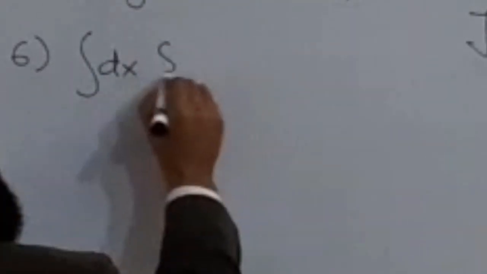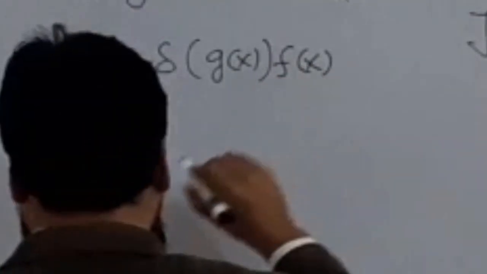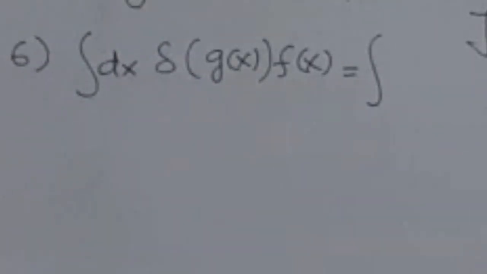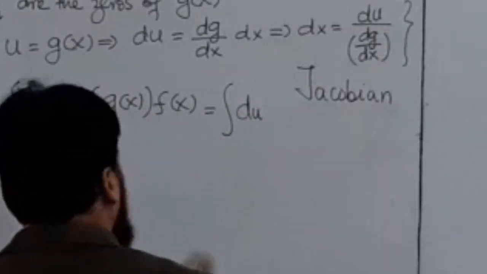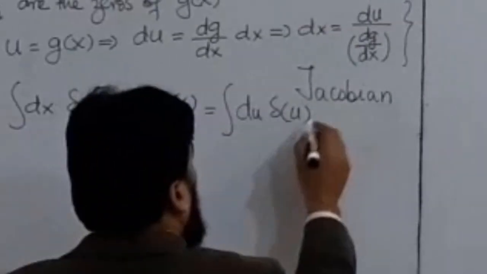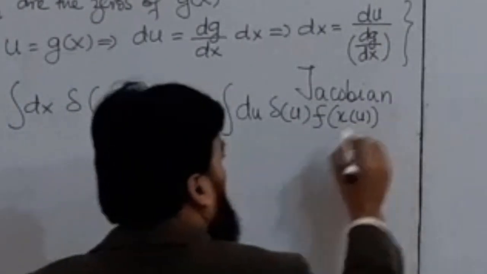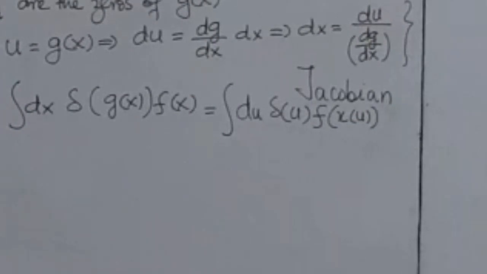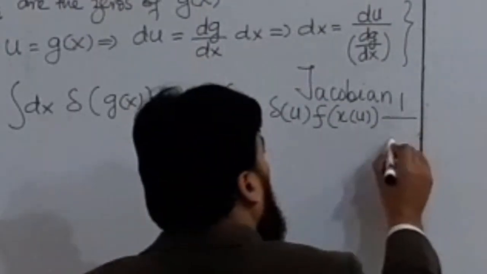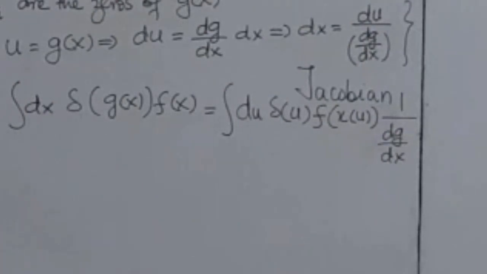In this notation, this is delta g of x and this is f of x, and this is equal to what I can write for dx. For dx I can write du, and then I can write delta of u because u is equal to g of x, and then I can write f of x, but x is a function of u, and then 1 over dg over dx. Can I write like this?